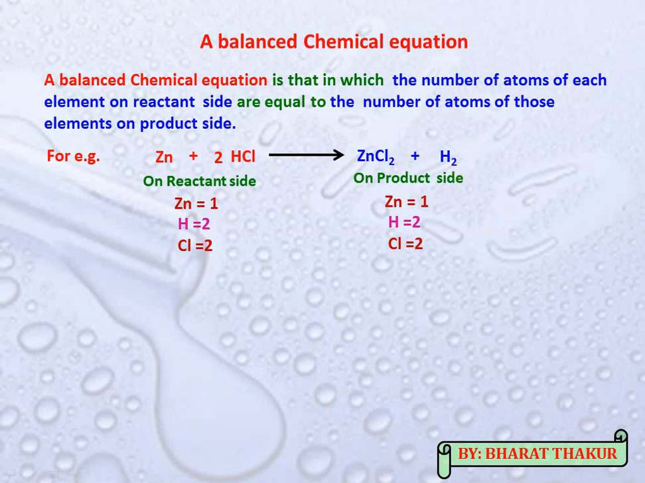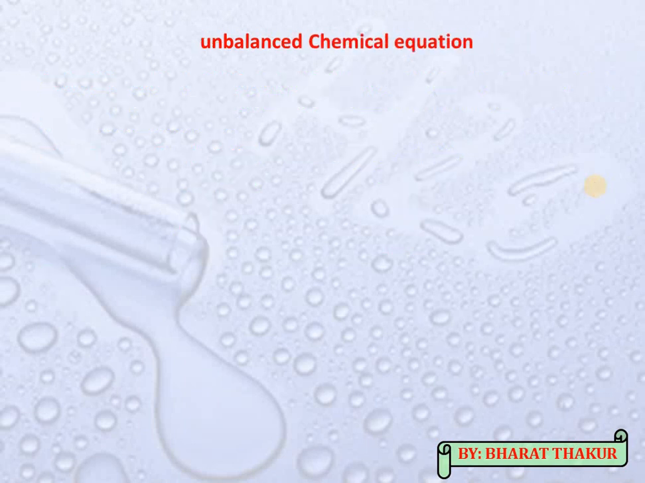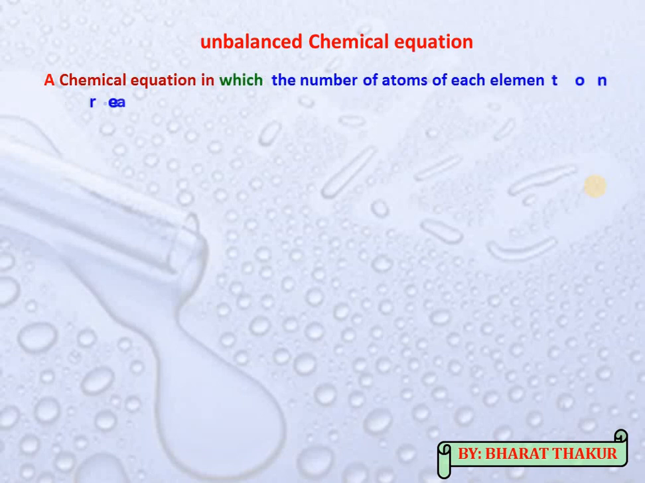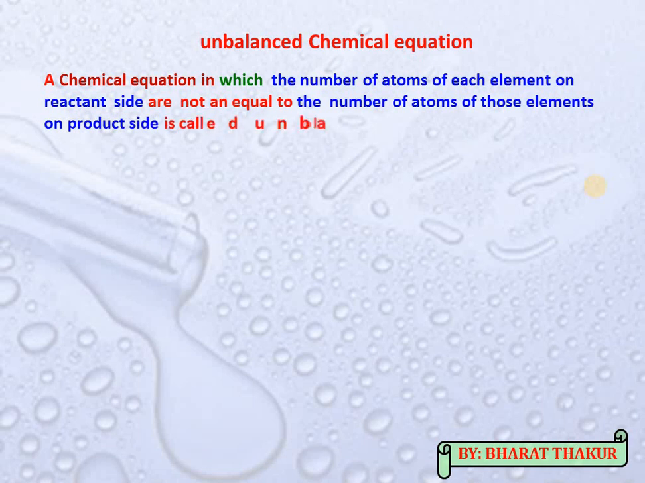So since the number of each type of reactant on the reactant side is equal to the number of that element on the product side, that's why we can say that the given equation is a balanced equation. Now, the unbalanced chemical equation. An unbalanced chemical equation means that when the number of atoms of each element on the reactant side is not equal to the number of those elements on the product side, then the equation is said to be unbalanced.